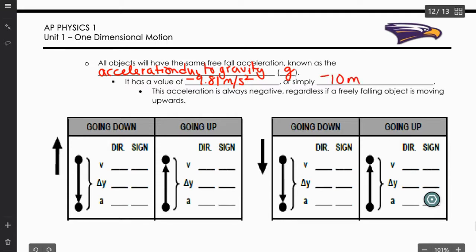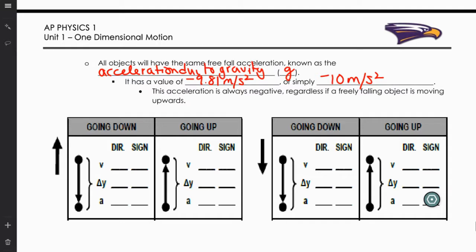On the AP test, if they don't tell you to use a specific number, then you can simply say that it's negative 10 meters per second squared. I would say that negative 10 is a lot easier to work with than negative 9.8 or 9.81. You'll have to look at the specific problem as to what they say, because if you use 10 and they want 9.8 or 9.81, your numbers are going to be wrong, which means you're not going to get those points in the end.